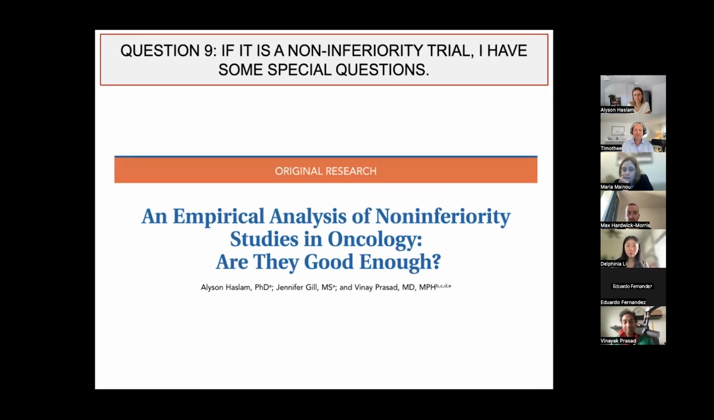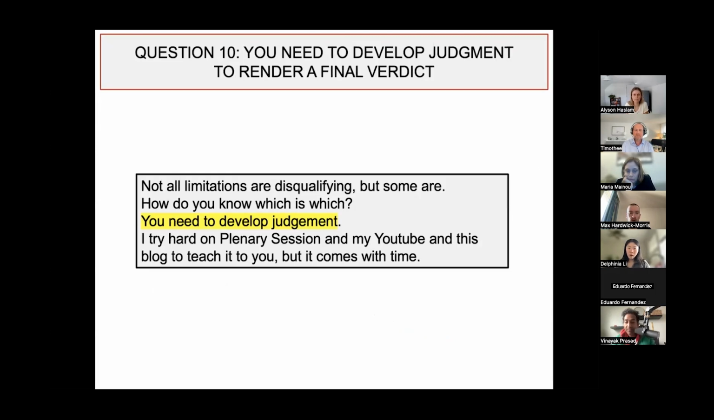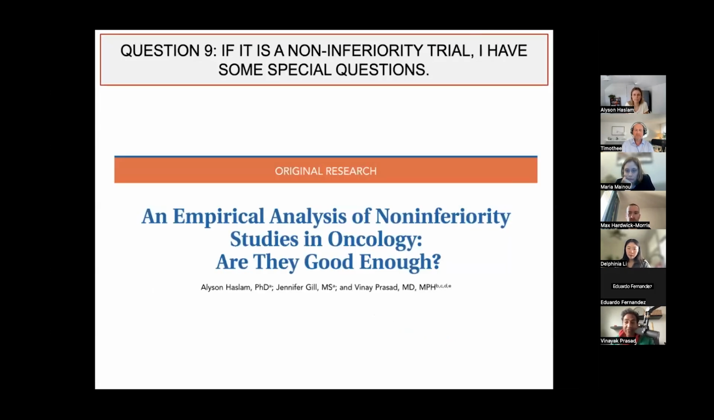Last 2 points. If a trial is non-inferiority, a particular type of study design where you try to establish not that a new product is superior to an older product, but that a new product is no worse than some pre-specified margin or delta, then there are special questions to ask. One of those questions is, why are you running a non-inferiority study?